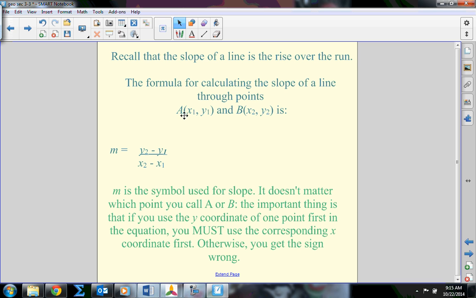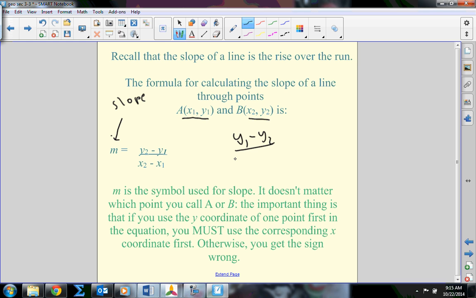And then for any 2 points A and B that have coordinates x1, y1 and x2, y2, the slope, the symbol for which is m, is calculated by the difference in the y's over the difference in the x's, where difference is our math word for subtracting, so y2 minus y1 over x2 minus x1. Now, a couple of things about that formula. If you learned it y1 minus y2 over x1 minus x2, that's fine. It doesn't matter the order in which you subtract.